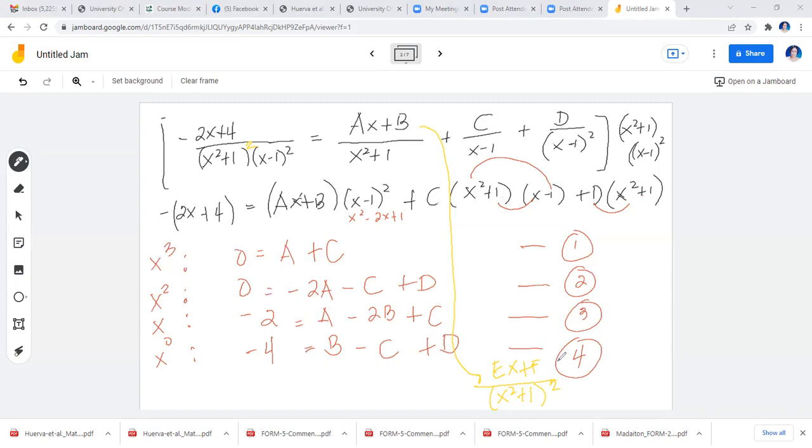But the principle behind is still very much the same as what we have done in here. Only it is much longer, because you will solve your six equations to find the 6 coefficients: A, B, C, D, E, and F. Do you have any questions?